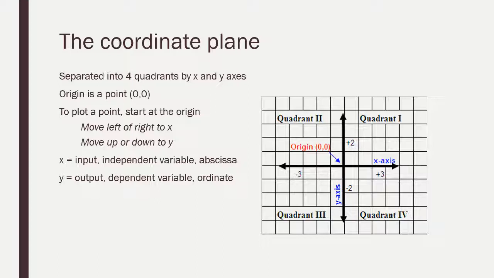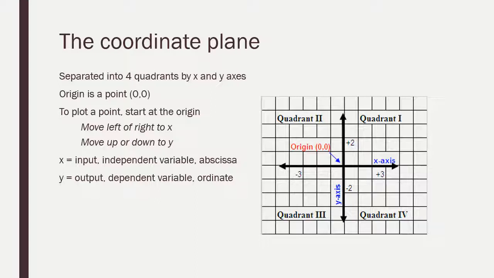One of the most important things about graphing functions is understanding the coordinate plane. The coordinate plane is separated by two axes, the x going horizontally, and the y going vertically. They cross at a center point where the coordinates are 0, 0, called the origin. The whole graph is divided into 4 quadrants.